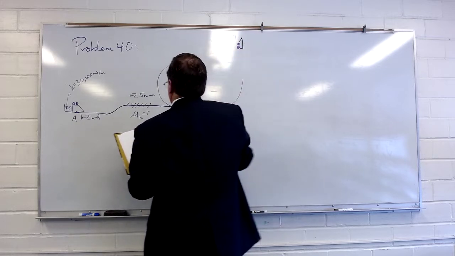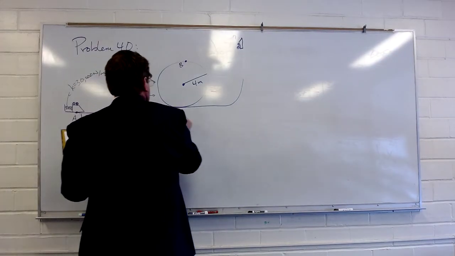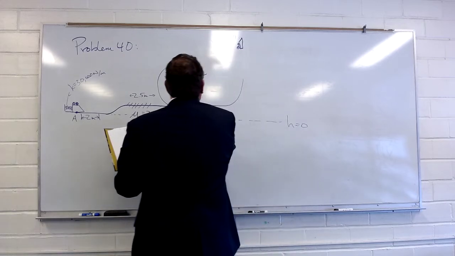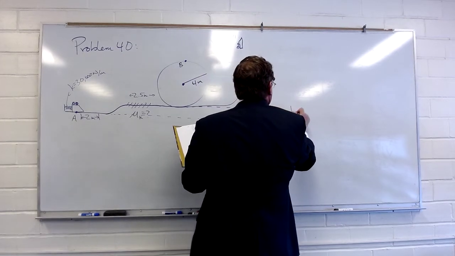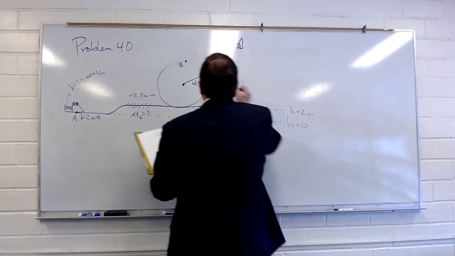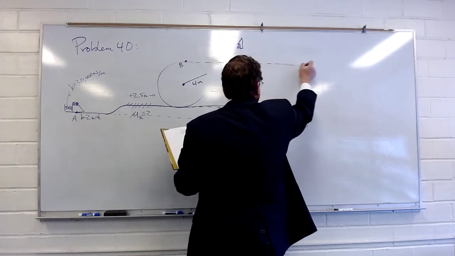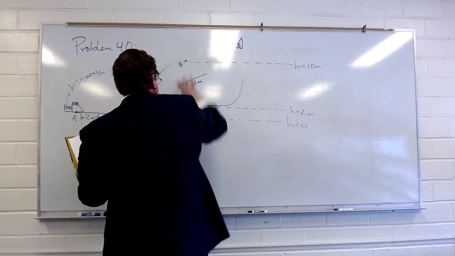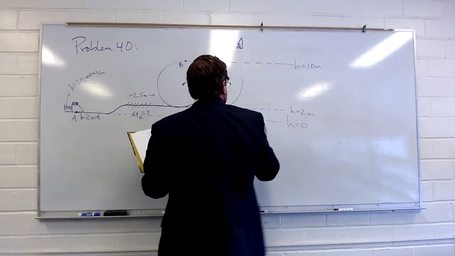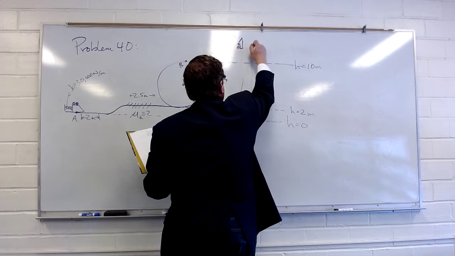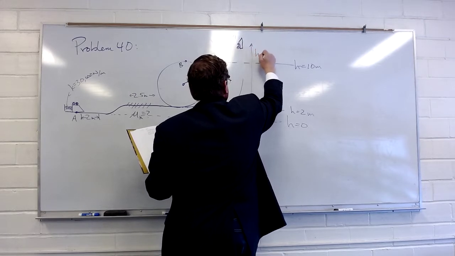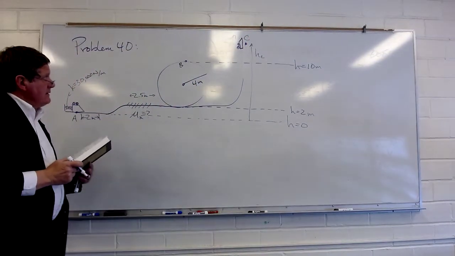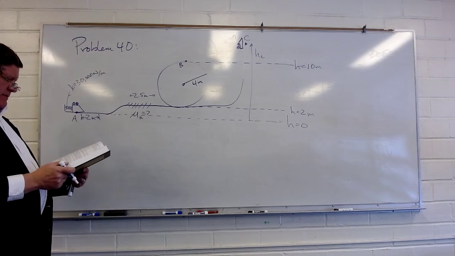So if I call the lowest point in the problem my h equals 0, then this level here would be h equals 2 meters, and this level here would be h equals 10 meters, right? Because that's 4 and that's 4 and that's 2. And we want to know at the end of this problem how high they get at this point C, which is a turnaround point where they fall back to earth and demand their money back.